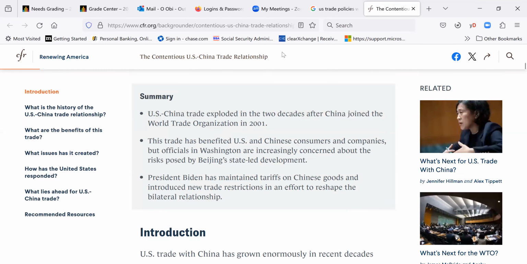US-China trade exploded in the 2 decades after China joined the World Trade Organization in 2000. This trade has benefited US and Chinese consumers and companies, but officials in Washington are increasingly concerned about the risk posed by Beijing's state-led development. President Biden has maintained tariffs on Chinese goods and introduced new trade restrictions in efforts to reshape the bilateral trade relationship. So, if I were searching for articles on the first topic, which is trade policy, I will stop right here. I have found my article.